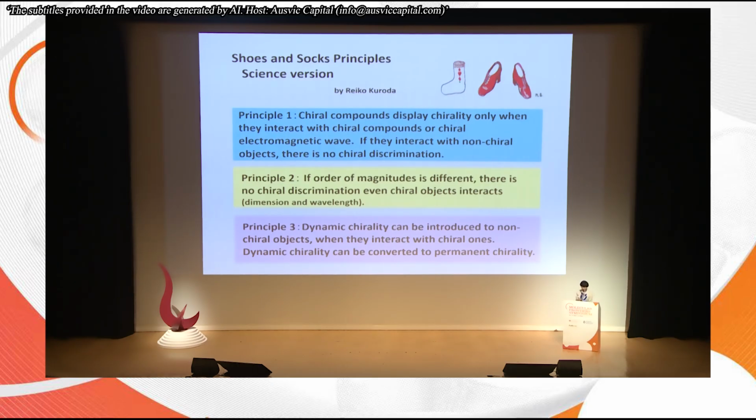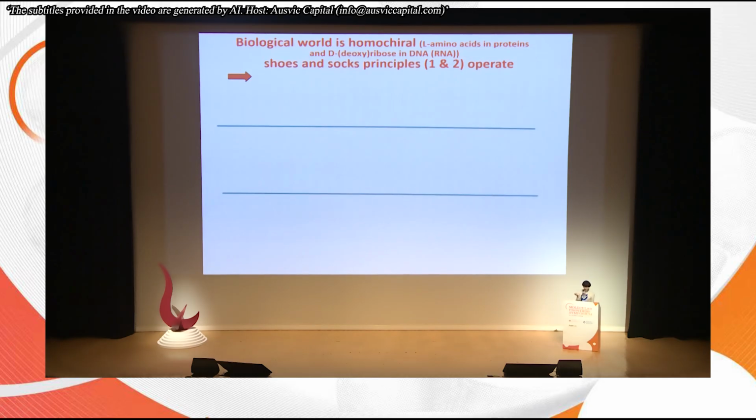Principle 3: dynamic chirality can be introduced to non-chiral objects when they interact with chiral ones. Dynamic chirality can be converted to permanent chirality. Okay, the socks, you can make a hole, that is it. So this is the shoe and socks principle I made for easy understanding. So the consequence of the biological world being homochiral is due to shoe and socks principles 1 and 2.